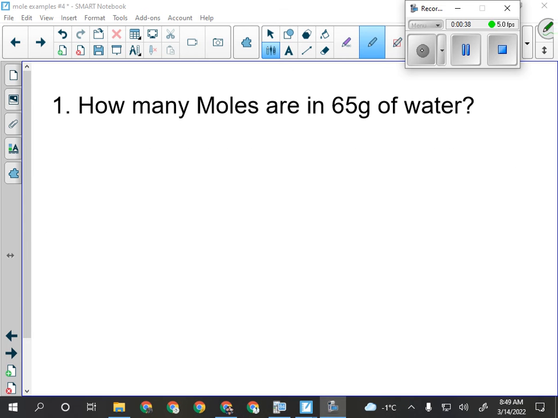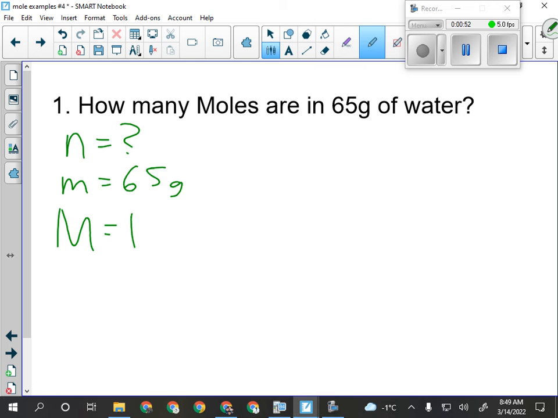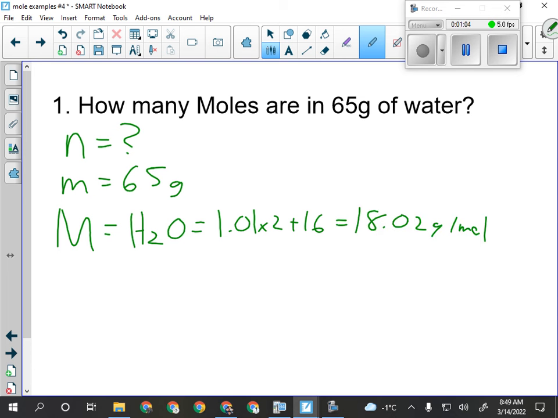All right, so looking at number 1 here, we're looking for the number of moles. So we are looking for N. And they tell us that we have 65 grams of water, so they're telling us the mass. And they're telling us it's water, which will allow us to get the molar mass. Okay, obviously water is H2O, and that will be 1.01 times 2 plus 16, which is 18.02 grams per mole. Okay, so we got our molar mass, and all we have to do is find N. We don't have to manipulate the formula for that, so there's no algebra in this one. It's just a matter of plugging in 65 grams divided by 18.02 grams per mole.